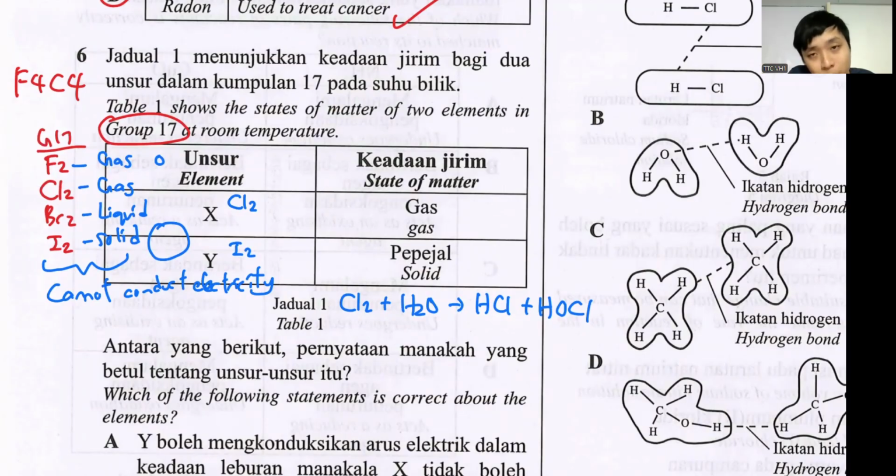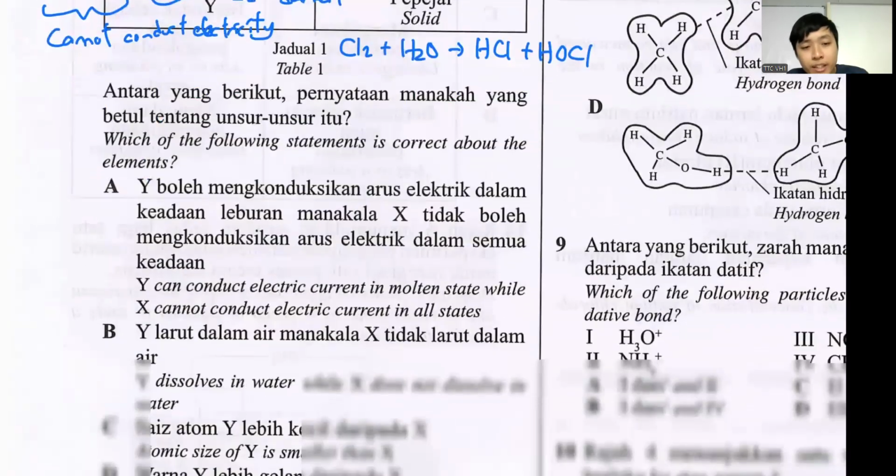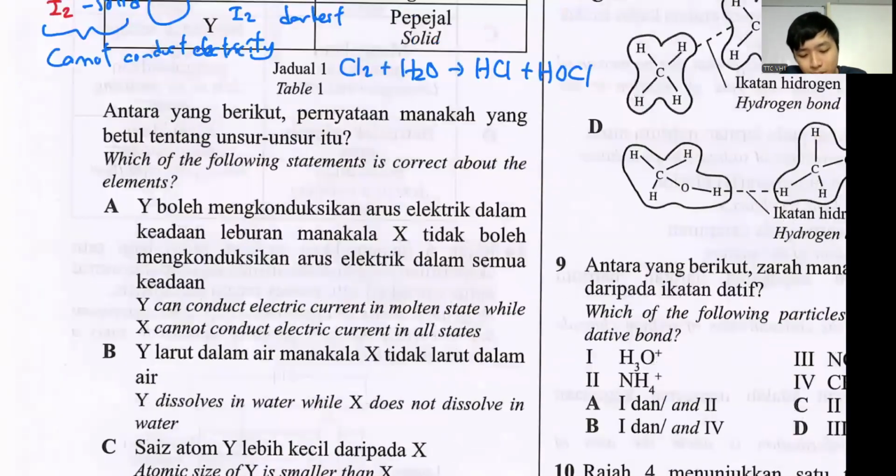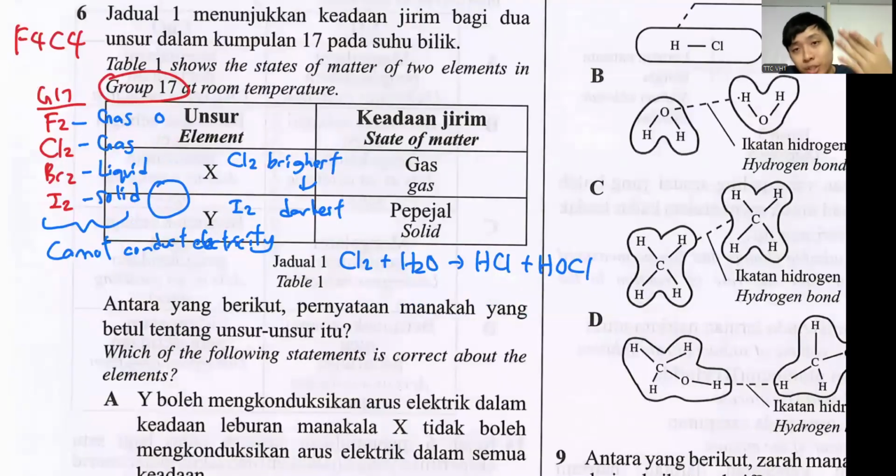I don't know if you remember, fluorine is pale yellow gas. Chlorine is greenish yellow gas. Turning from the brightest to the darkest. Yeah, brightest to darkest. So it means Y should be darker, correct. Bromine is reddish brown. Then you got iodine is purplish black.